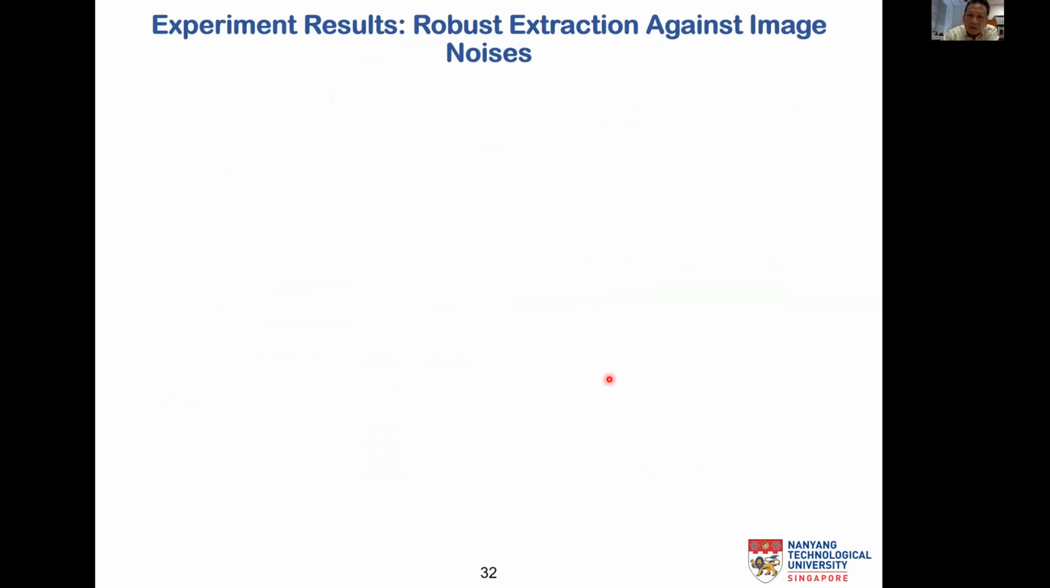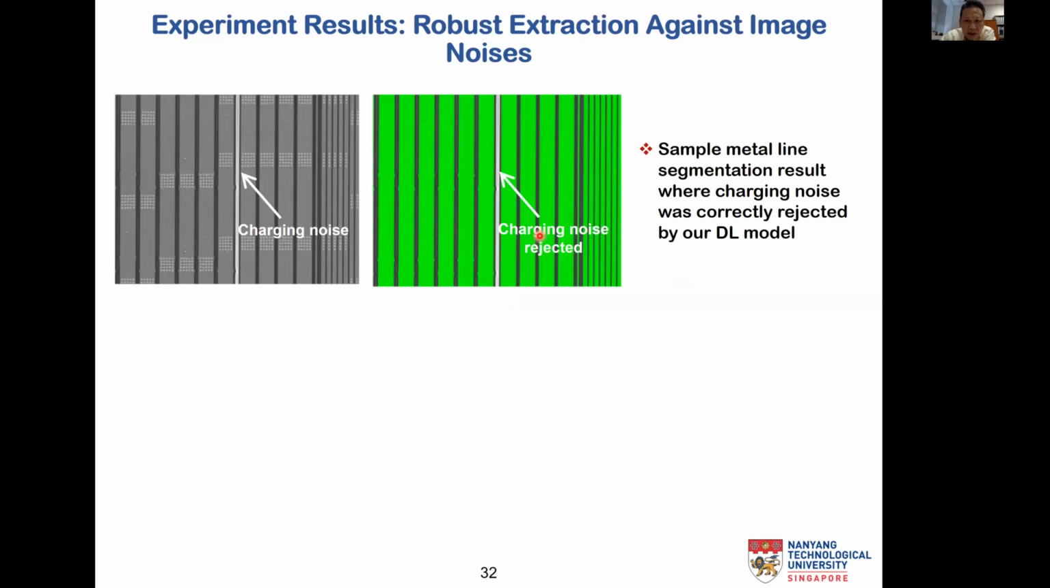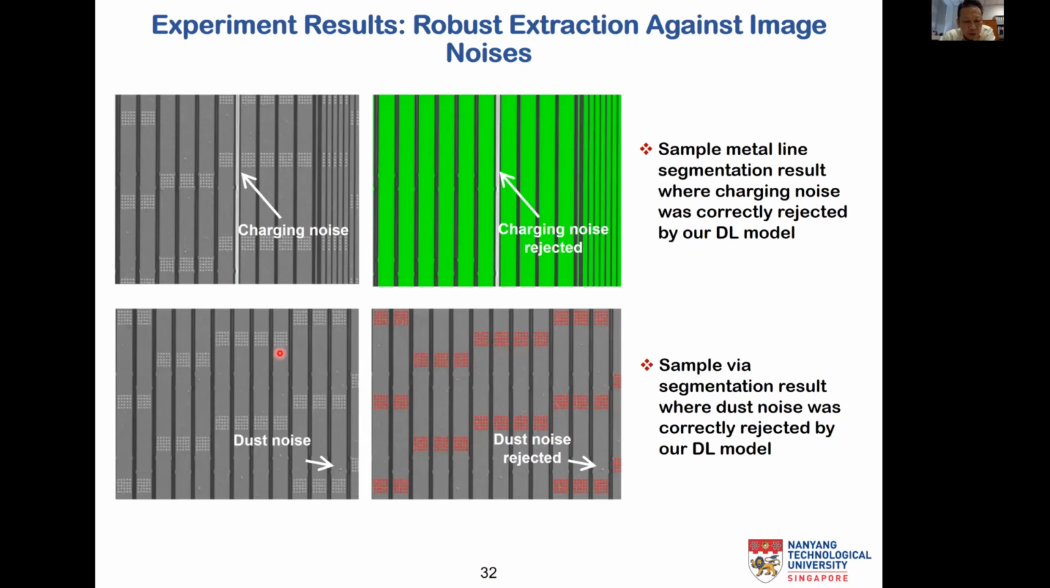Okay, so let us take a look at this experiment. In our model, we are able to train on this charging noise. Charging noise here is actually the line that is not supposed to be here. These are metal lines, and this particular white line is called a charging line. We are also able to pick up the dust noise, like in this case, particular dust noise here and there. The sample VR will be able, via segmentation, to pick up the noise and separate it from the VR.